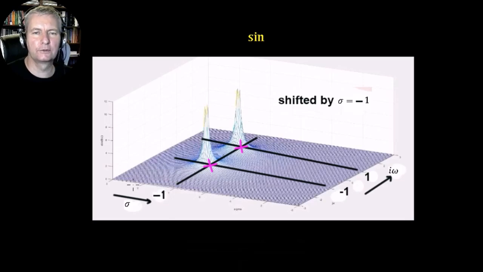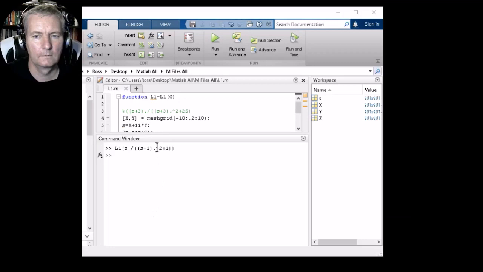So let's go look at those live in MATLAB. Again we'll use the L1 function, and we're going to be shifting the cosine, so it's going to be s upon s minus 1 squared plus 1. That's written as the bracket s dot slash, and then it's s minus 1 dot hat 2 plus 1. Okay, so you have access to that in the resources section anyway.